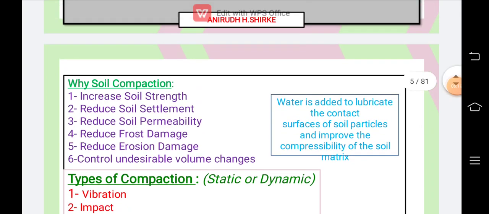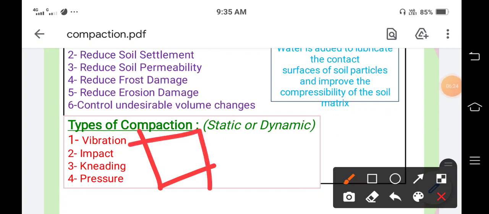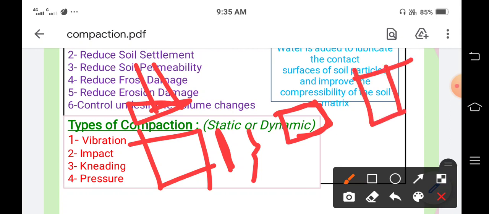Okay, so suppose this is our soil mass, and if we apply some load, settlement means that this soil mass will fall down, it will settle downward. So due to the application of compaction, this soil mass is fully densified. It contains fewer voids and less air, due to which the settlement process, meaning the falling of the soil in the downward direction, will go on reducing.